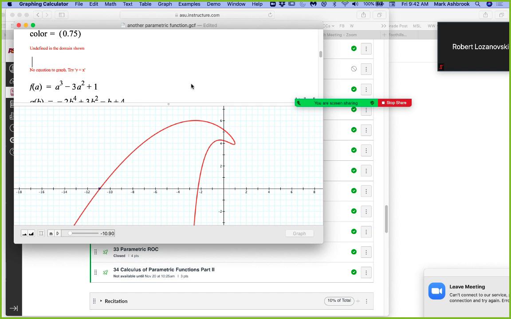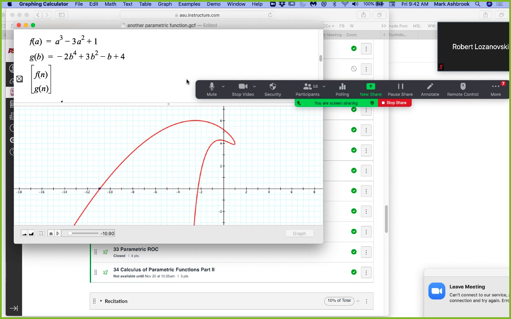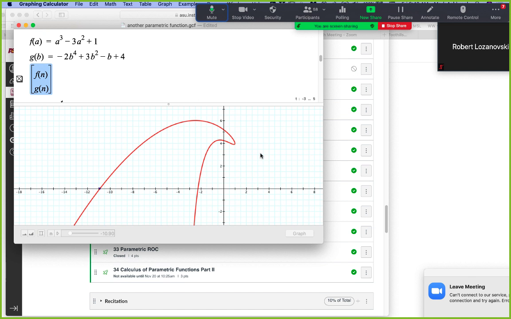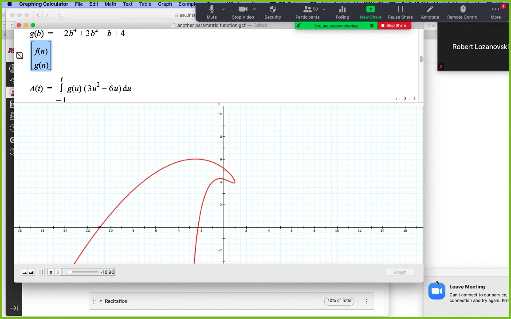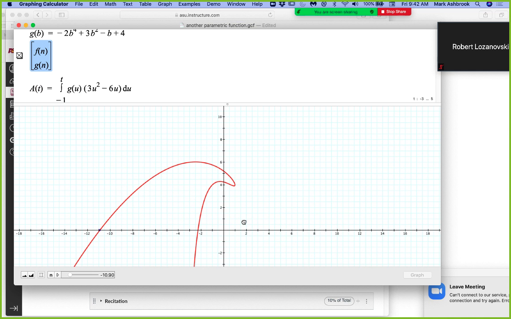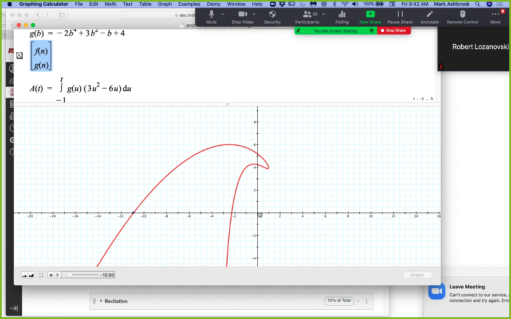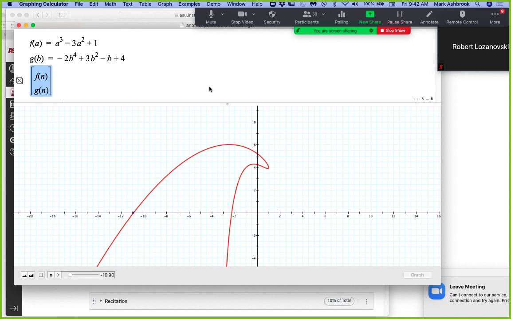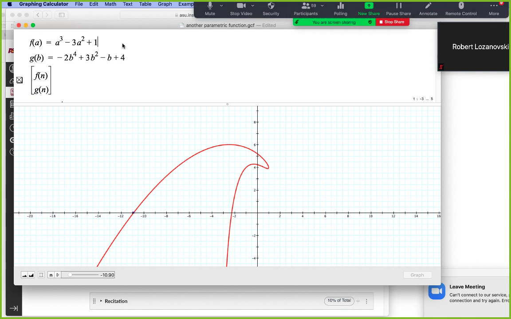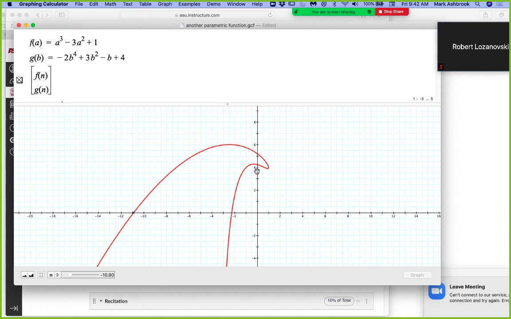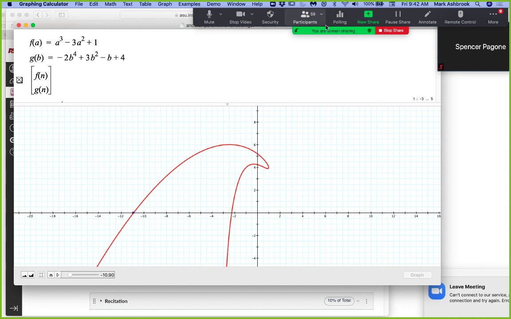Parametric function here. And we were talking about, so we found that at t equals 1, t equals 1 corresponded to this point right here.